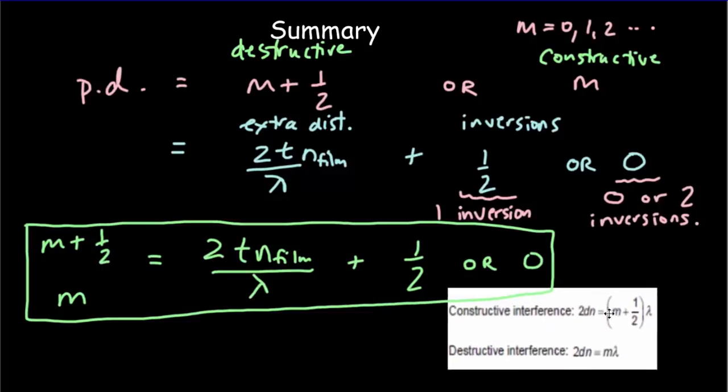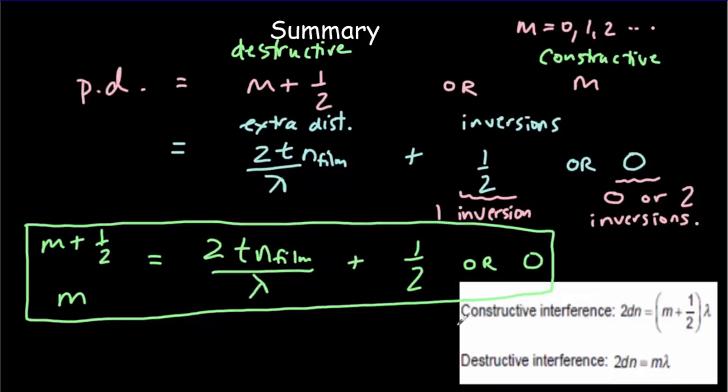The IB does give you these formulas here. Just remember, these two formulas are for when there's one inversion. If there's 0 or 2 inversions, then you can simply interchange the word constructive for the word destructive here and keep the same formulas. So if there's 0 or 2 inversions, simply exchange constructive for destructive.